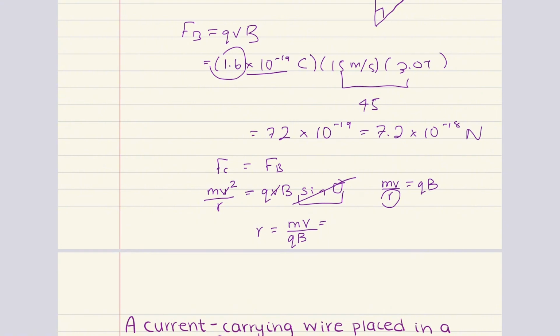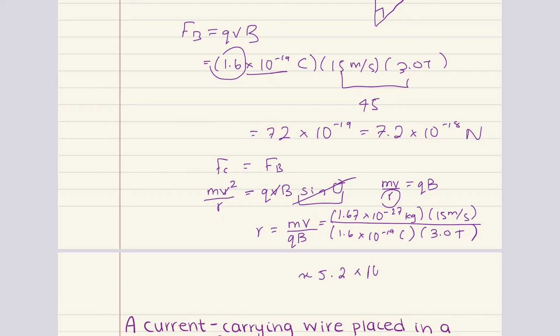The mass of the proton is 1.67 times 10 to the minus 27 kilograms. Velocity is 15 meters per second. This is divided by the charge of the proton, 1.6 times 10 to the minus 19 coulomb, and the strength of our magnetic field is 3 Tesla. Now this is going to give us approximately 5.2 times 10 to the minus 8 meters. This is alternatively written as 52 nanometers.